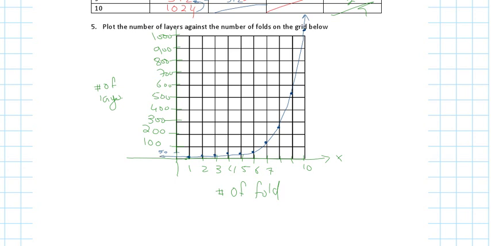What do we call this kind of graph? Does it look quadratic to you? No. Does it look linear to you? No. What does it look like? Is it growing? And which way is it growing?